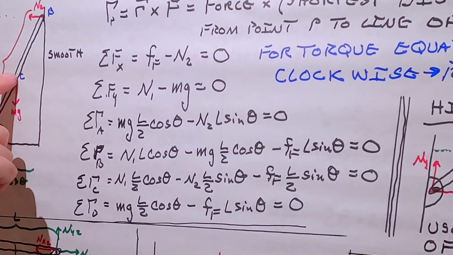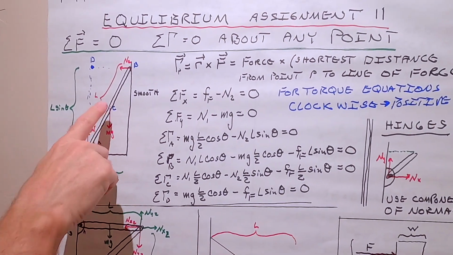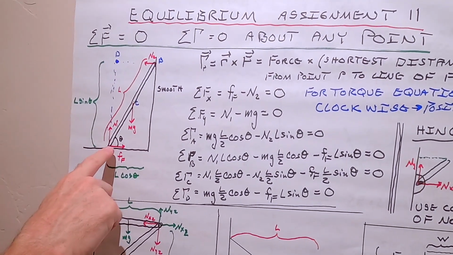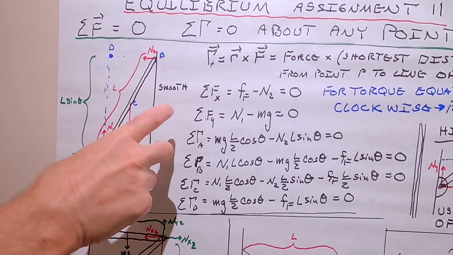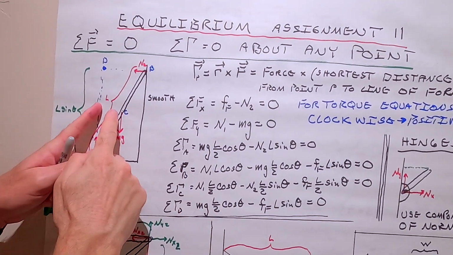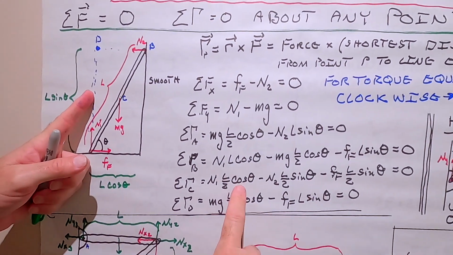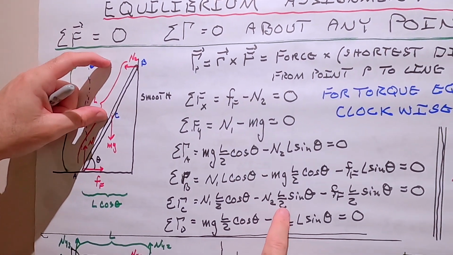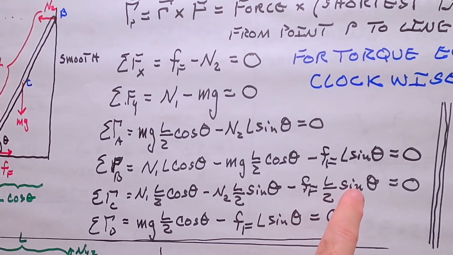And then I said, let's pick the middle right here, the C right here. Now, at that point I don't have to worry about mg, but I have these three to worry about. The clockwise one would be N1, that's going around this way, and the other two, friction and N2, would be the negative ones. So we've got N1 times the shortest distance, which is half an L cos theta, minus N2 times that distance, which is half an L sine theta, minus the friction times that distance, which is half an L sine theta.